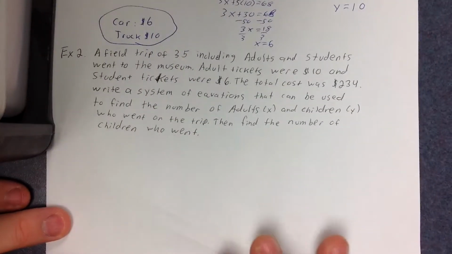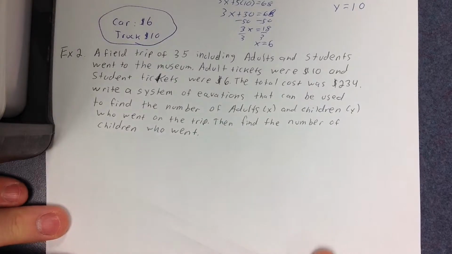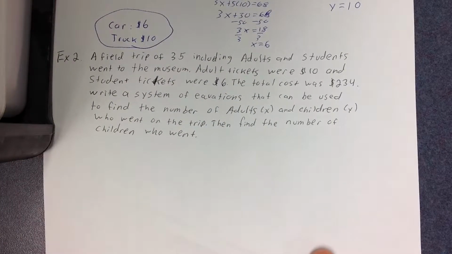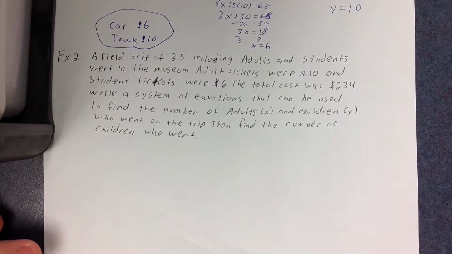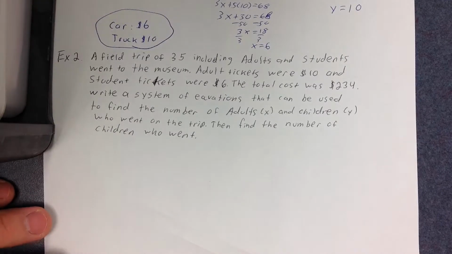Example 2. A field trip of 35, including adults and students, went to the museum. Adult tickets were $10 and student tickets were $6. The total cost was $234. Write a system of equations that can be used to find the number of adults, X, and children, Y, who went on the trip. Then find the number of children who went.